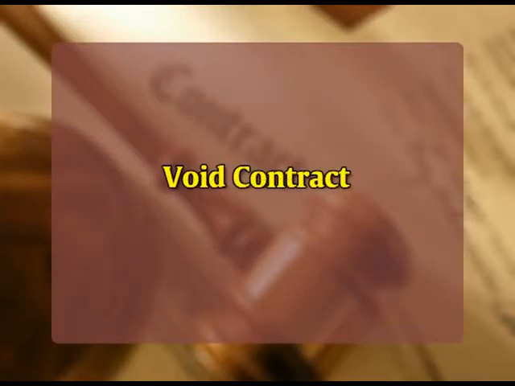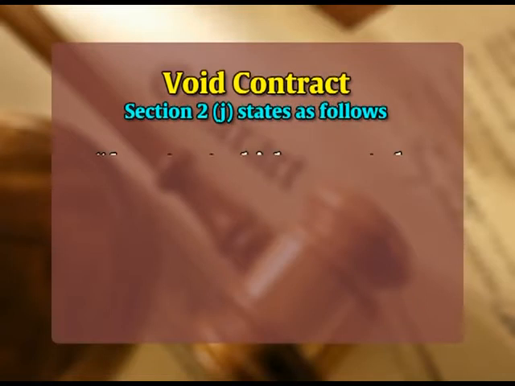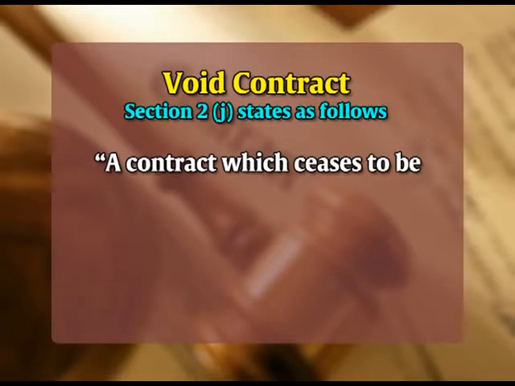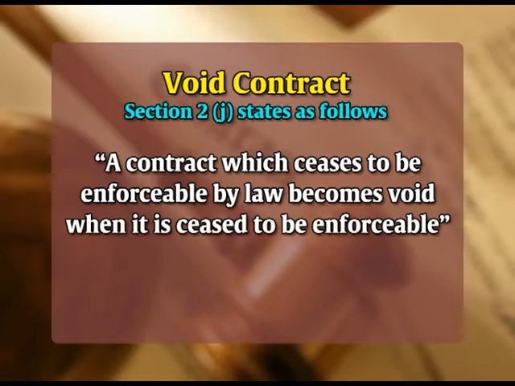Void contract. Section 2J states as follows: a contract which ceases to be enforceable by law becomes void when it ceases to be enforceable. Thus, a void contract is one which cannot be enforced by a court of law. For example, agreement without consideration.